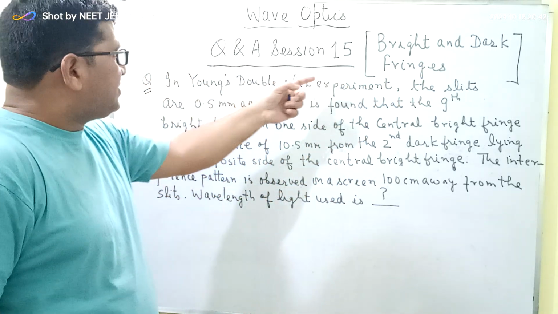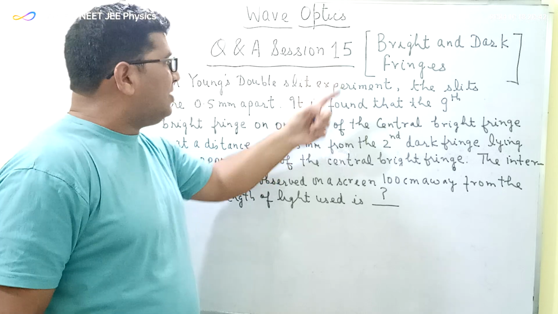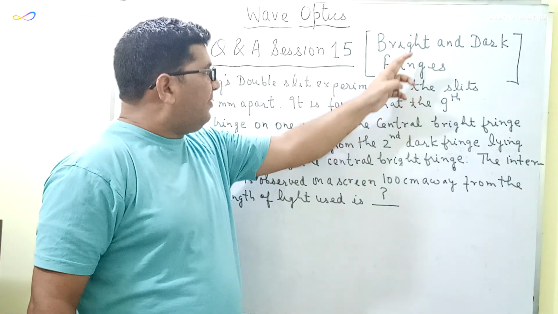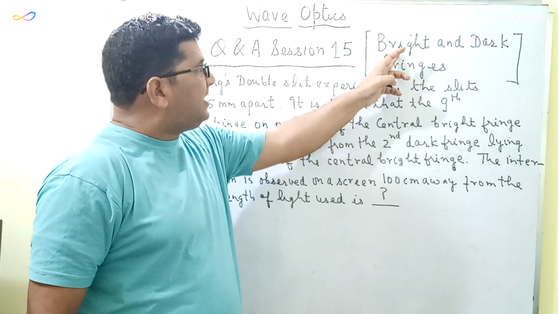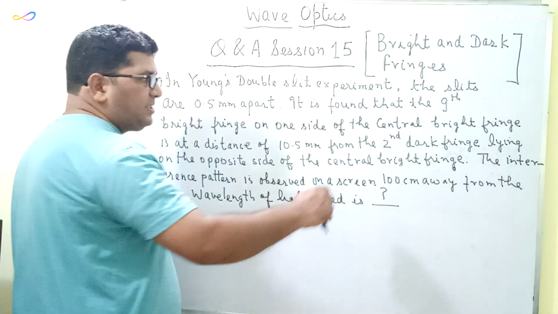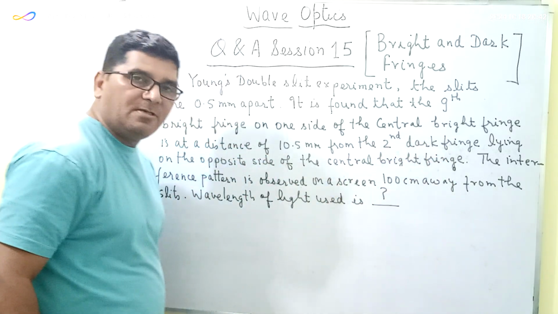This session is in continuation of session number 12, in which we studied the bright and the dark fringes. We also calculated the distance of the nth bright fringe and the nth dark fringe from the center of the screen, or you can say from the central bright fringe.